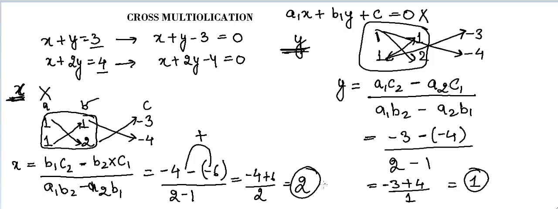So your x is 2 and your y is 1. So this was your cross multiplication method. The first thing you have to keep in mind is that for calculating x, you ignore the coefficients of x, and for calculating y, you ignore the coefficients of y for the numerator. And the denominator is the same for both x and y.